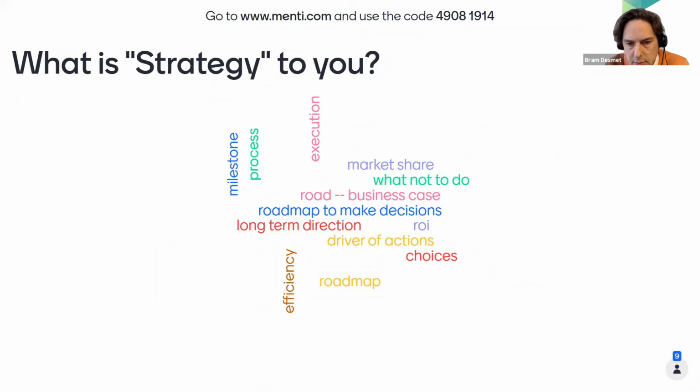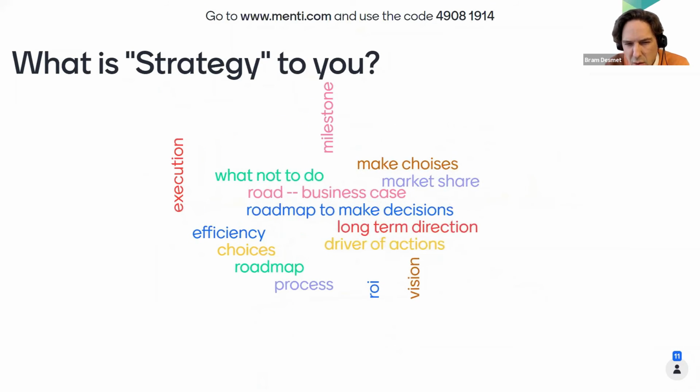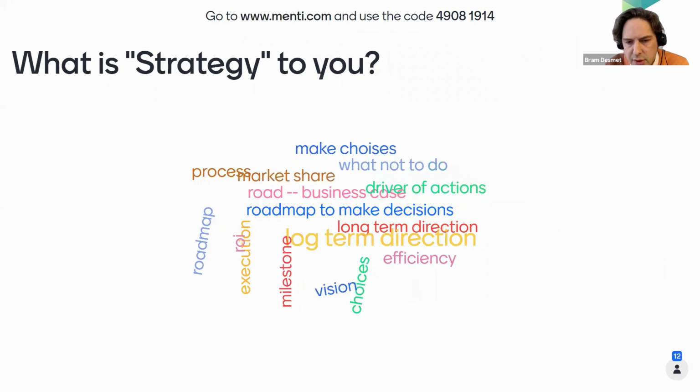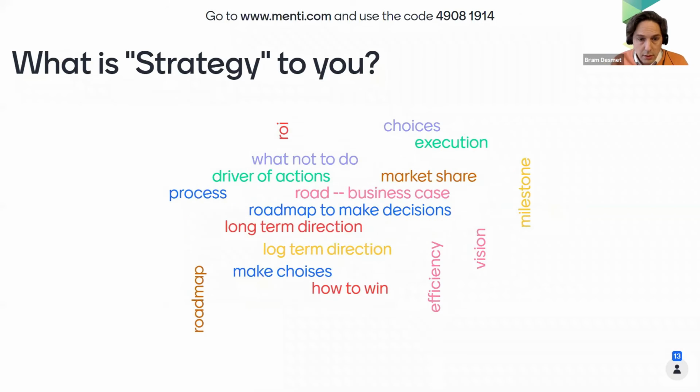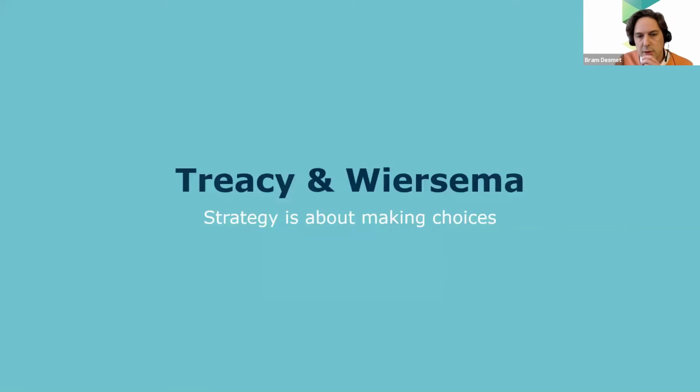Roadmap here again, long-term direction. Yeah, strategy is certainly about the long term. Strategy is not about tomorrow. You really need to take a long-term view and a long-term vision of the company. Drivers of actions, yeah, I think that's also good. Creating a reference framework, like strategies should give us something to which we can hold on, a reference framework to which we can check decisions. Okay, let me continue because I have a lot of material to cover.